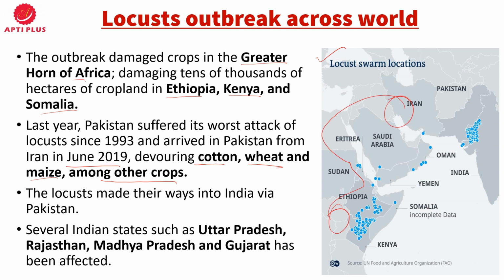There they come to Iran. Now from Iran they reach Pakistan, and this is how they landed in India, right? And several Indian states have been affected, basically Rajasthan, Madhya Pradesh, Gujarat, and Uttar Pradesh. These are the states that have been severely impacted, right?